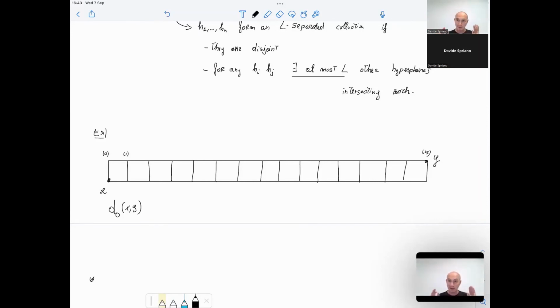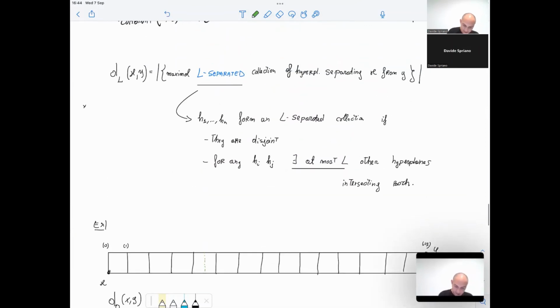So how many hyperplanes can I put between x and y such that there is no other hyperplane that intersects any element in this collection? And the answer is essentially 1. Well, any that you put, I can put, because being separated makes sense. So this is a condition on a collection.